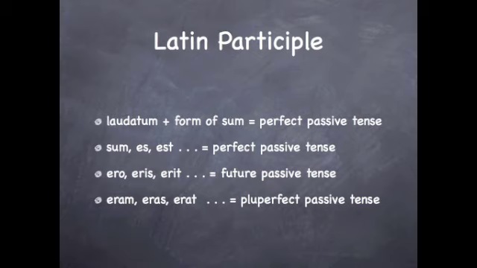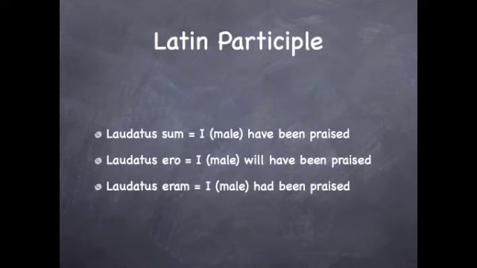To make it pluperfect, so if I wanted to say I had been praised, I would say laudatus, because clearly I'm a guy, and eram, I had been praised. Now if I want to make it future, I would say laudatus ero, I will have been praised. And really, in a lot of ways, Latin perfect passive is a lot easier to construct and a lot easier to understand, and that's partially why the Romans didn't have such an aversion to the passive voice, especially with a passive construction this complex, like you'd have in English.